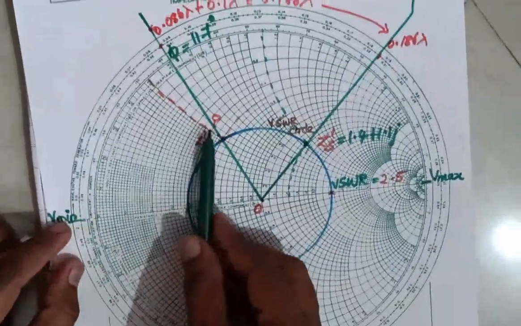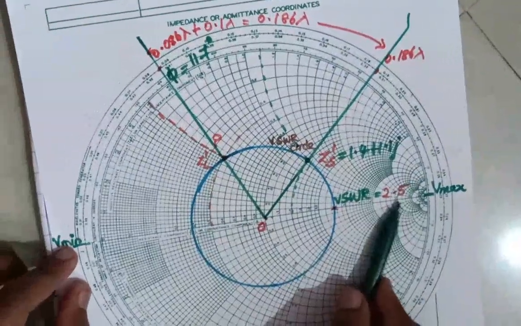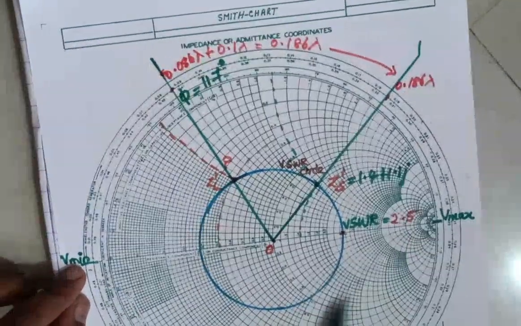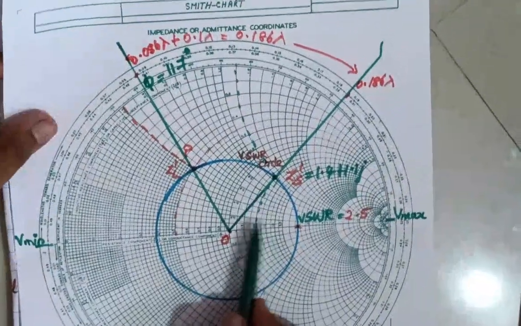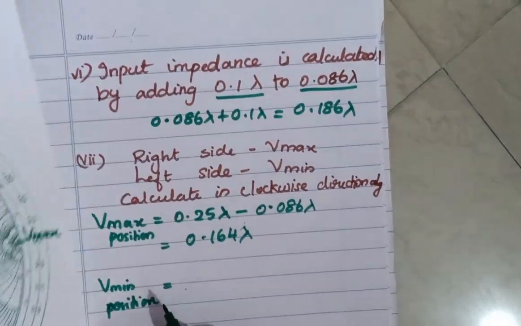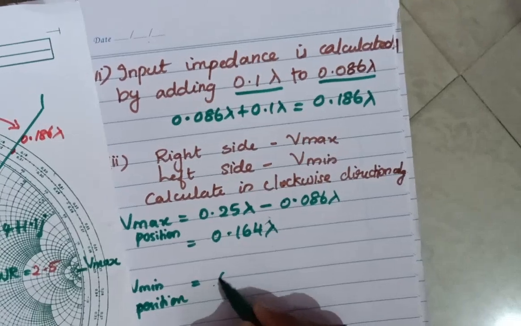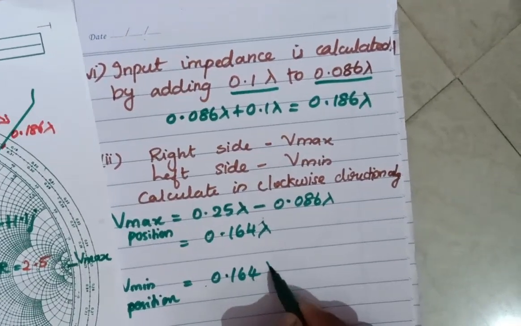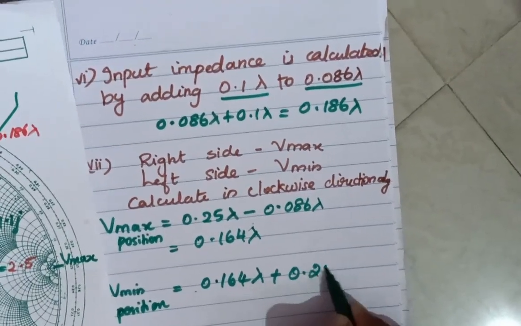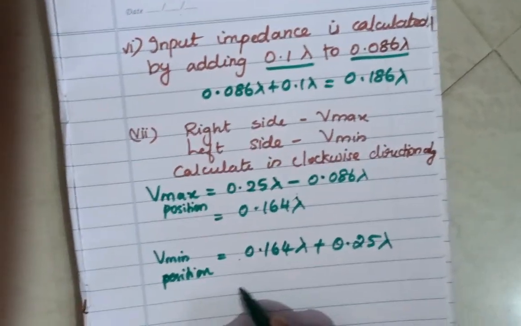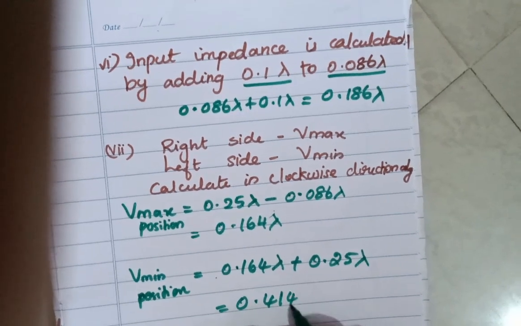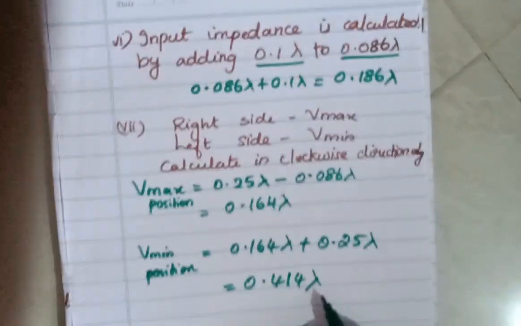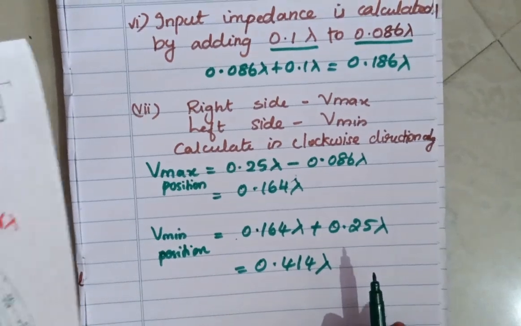Similarly, for the position of voltage minimum from the load, we add this value to the semicircle value. The semicircle value is 0.25 lambda, plus the 0.164 value we just calculated. So the position of voltage minimum is 0.164 lambda plus 0.25 lambda, which gives 0.414 lambda. So this is about the Smith chart.